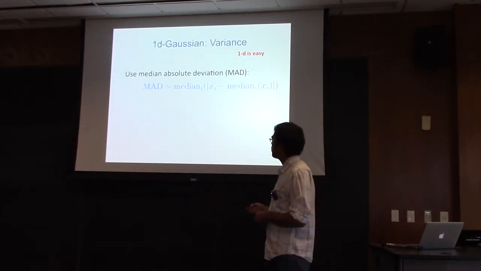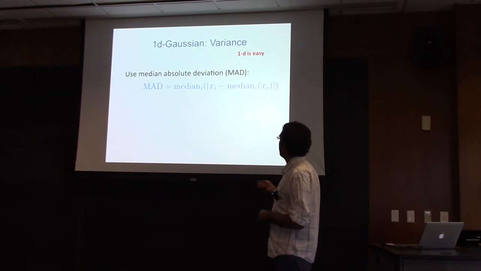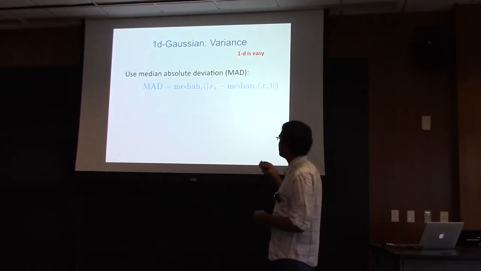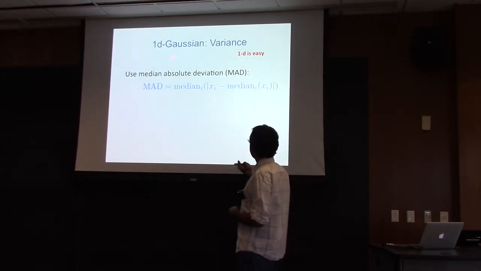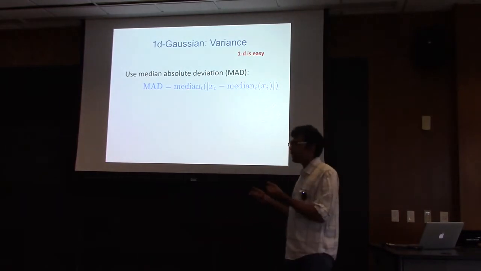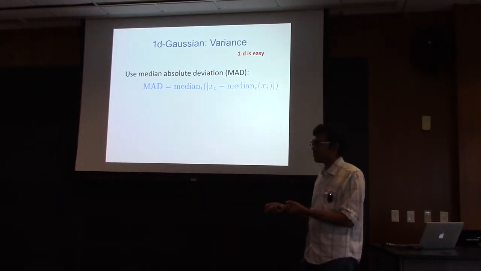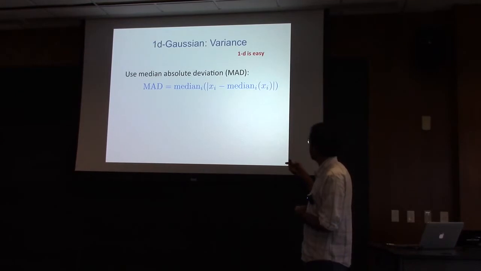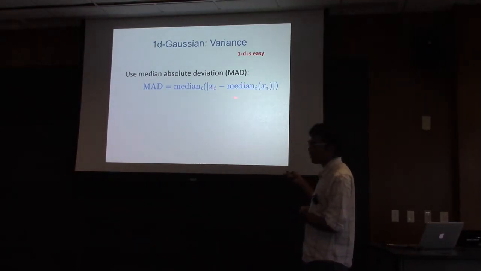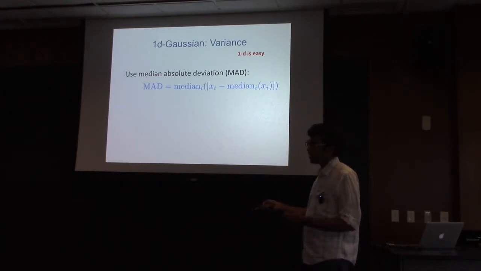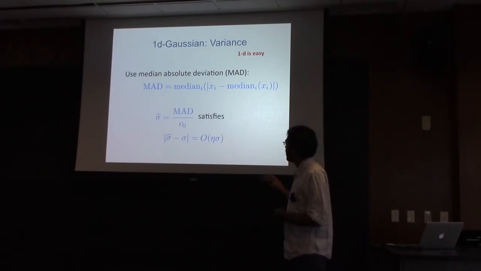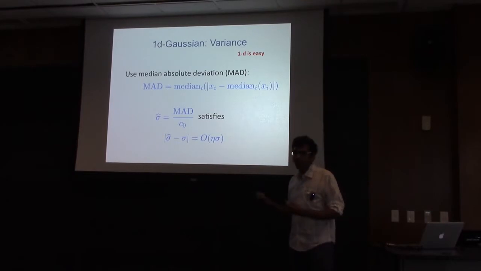For variance estimation, there are multiple ways, but one that is widely used is the median of the absolute deviation from the median. First you compute the median, look at the deviations of every point, and look at their median. Up to a scaling factor, that will have an optimal dependence.